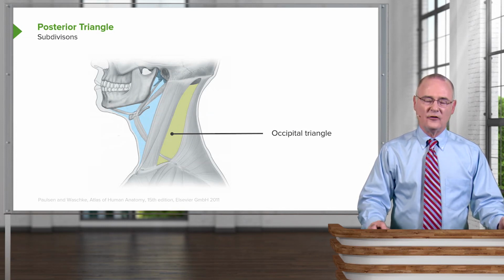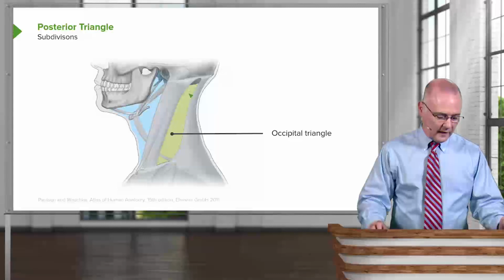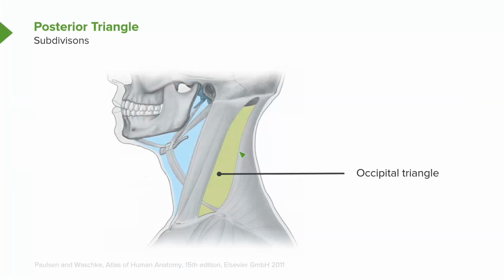Here we see the occipital triangle, the posterior triangle identified. Its boundaries are the sternocleidomastoid. Here you see the posterior belly of your omohyoid, and then you see the trapezius.